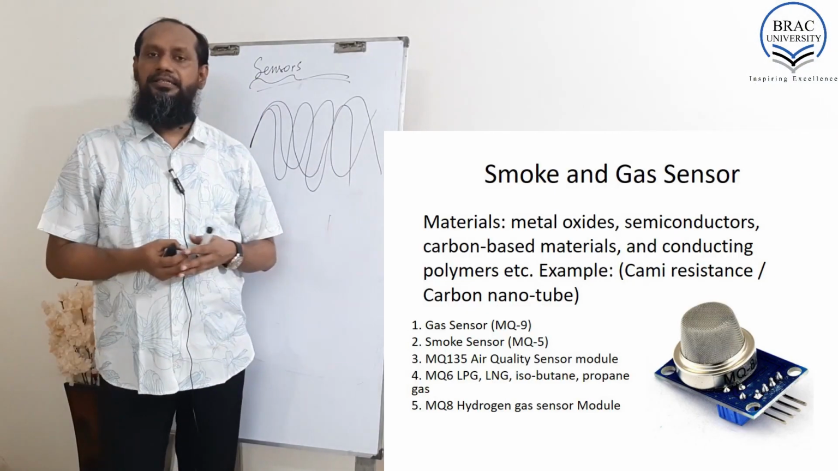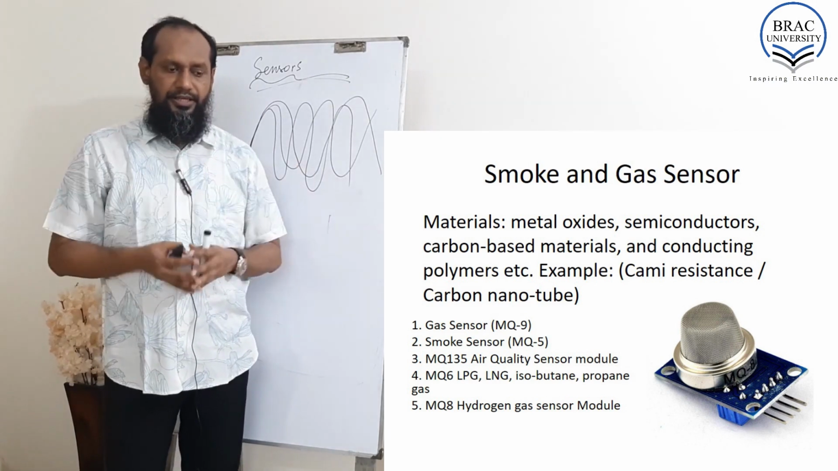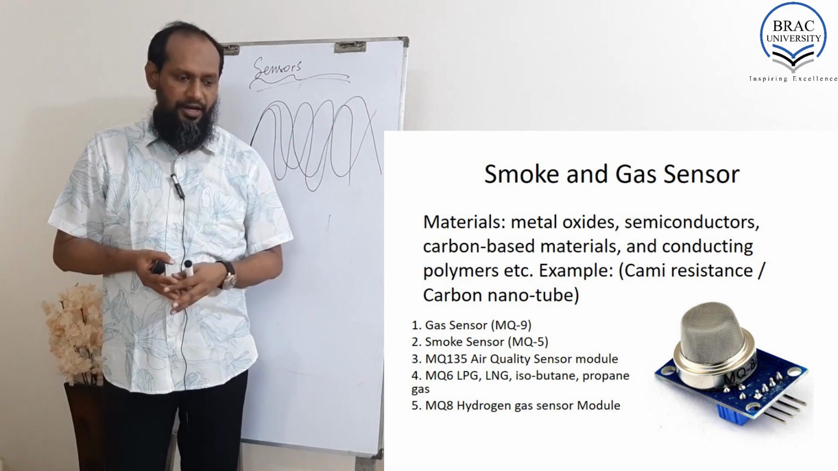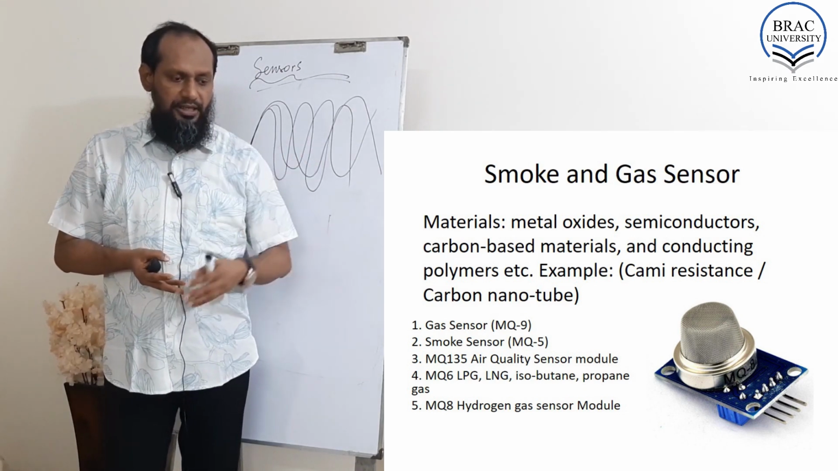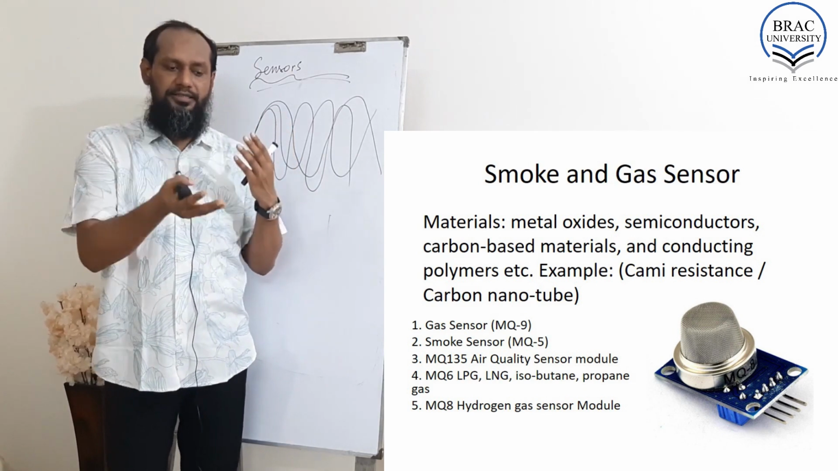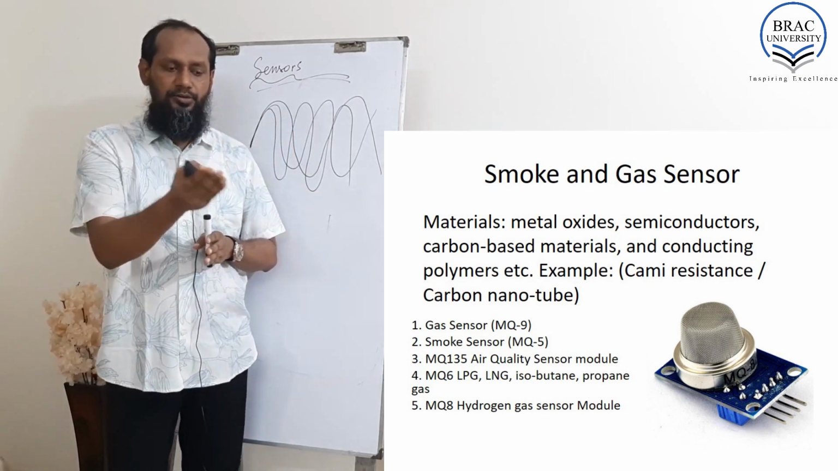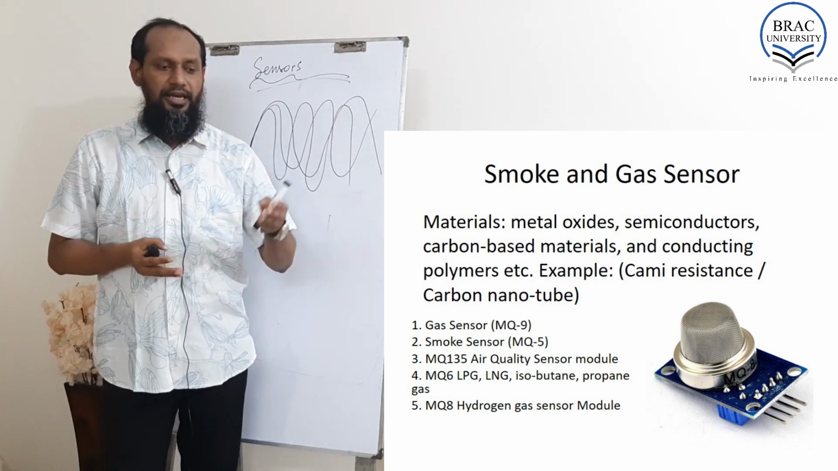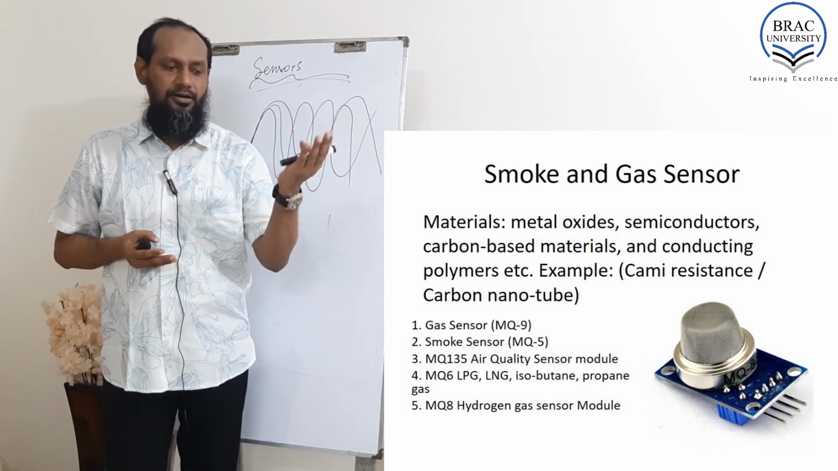Now the smoke and gas sensor. You can see here a number of sensors like MQ9, MQ5, MQ135, MQ6, MQ8. So different types of smoke or gas sensors are used for measuring different types of gases. It's actually a metal oxide, or you can say semiconductor.